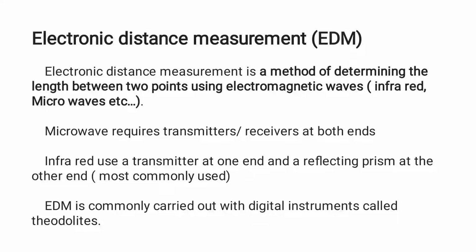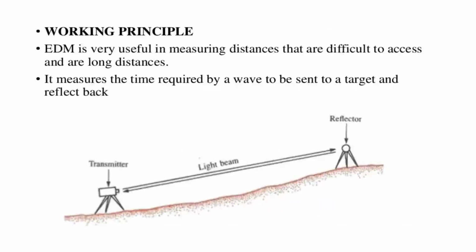Microwave requires transmitters and receivers at both ends. Infrared uses a transmitter at one end and a reflecting prism at the other end, and is the most commonly used. EDM is commonly carried out with digital instruments called theodolites. Electronic theodolites display horizontal and vertical angles to 0.1 second with a standard deviation of 0.5 seconds.